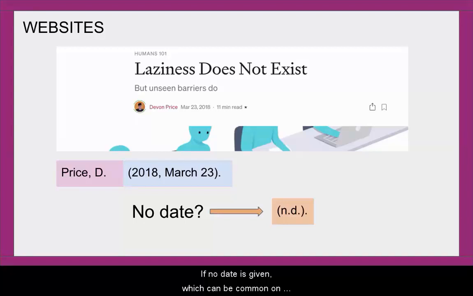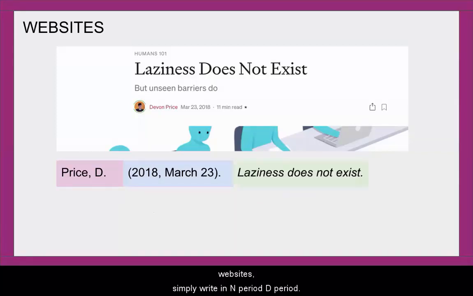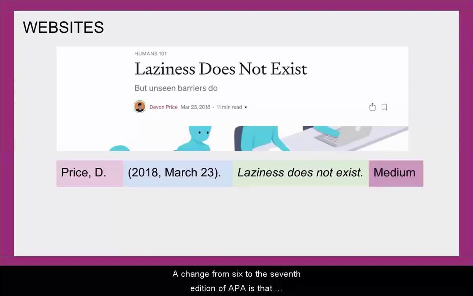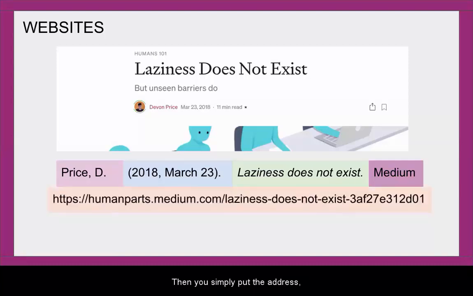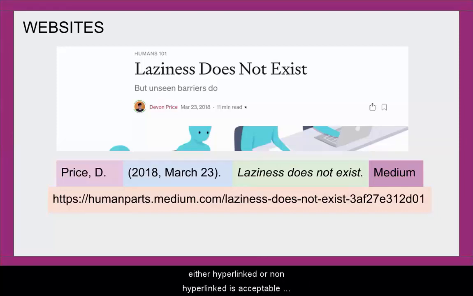If no date is given, which can be common on websites, simply write in n.d. Next is the title, again only capitalizing the first word of the title and the first word of the subtitle if there is one. A change from the 6th to the 7th edition of APA is that now you have to list the name of the organization responsible for the website if there is one given, and there is in this case, so here we're going to write Medium. Then you simply put the address and it's fine if it becomes a hyperlink. Either hyperlinked or non-hyperlinked is acceptable under APA, and there is now no longer a need to put "retrieved from," just the address is enough.